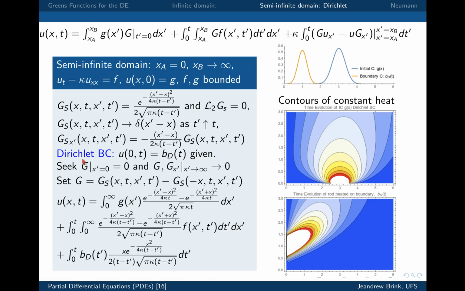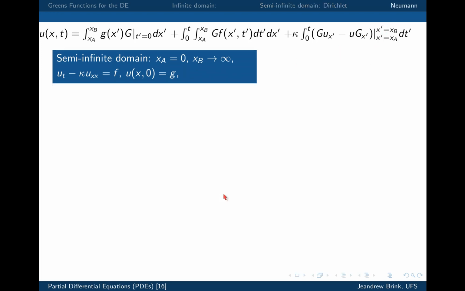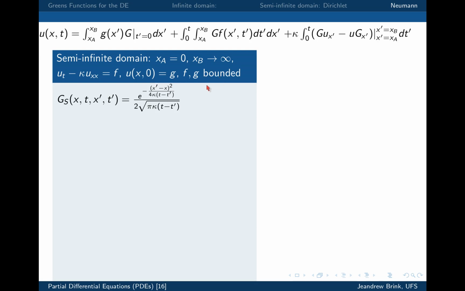And that's basically specifying the function. Let's now see what happens when you have Neumann boundary conditions also on the semi-infinite domain. And once again, we're going to construct our Green's function out of our self-similar solution. So the semi-infinite domain has exactly the same heat equation and specified initial condition, except that now we can actually specify the derivative of u of x on the boundary. So we are looking for a Green's function where the derivative of the Green's function equals 0 at x.